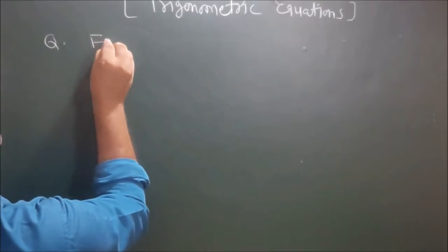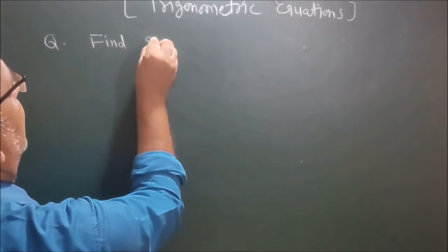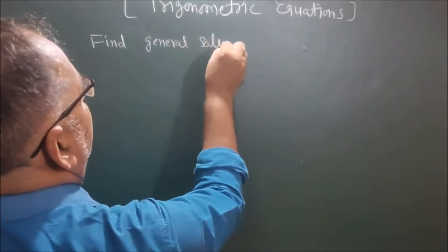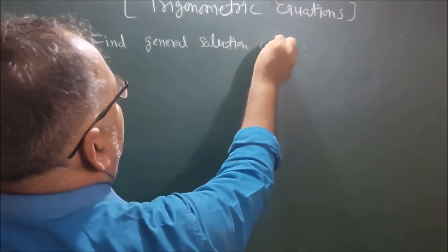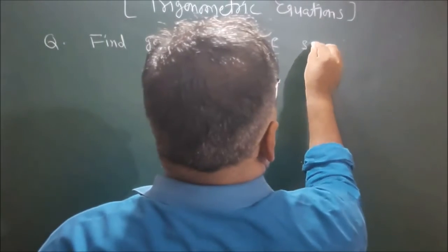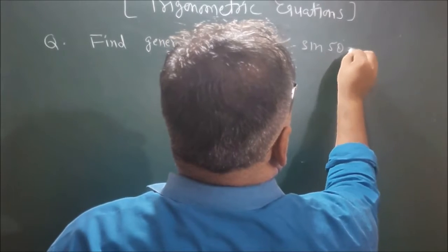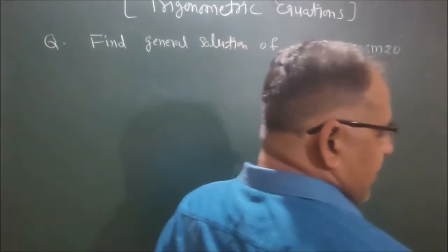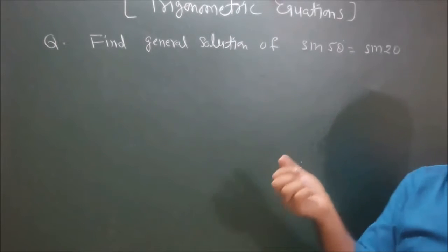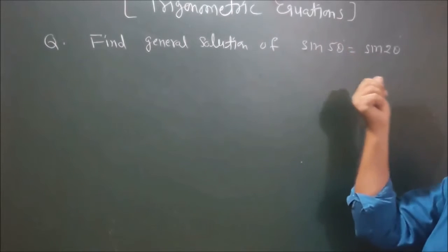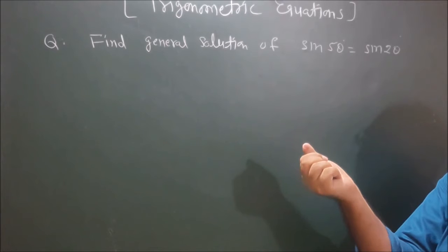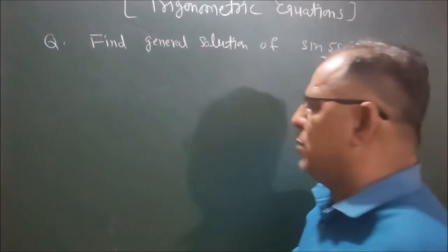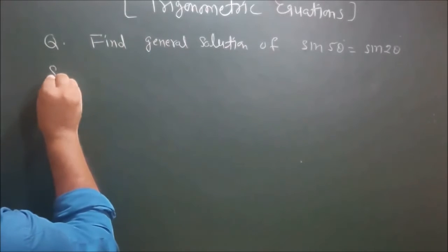Find the general solution of sin 5 theta equal to sin 2 theta. Now the trigonometric ratio is sin and the unknown angles are 5 theta and 2 theta, and both sides have unknown angles. But we have only the one formula for solving this question. So how can we start?